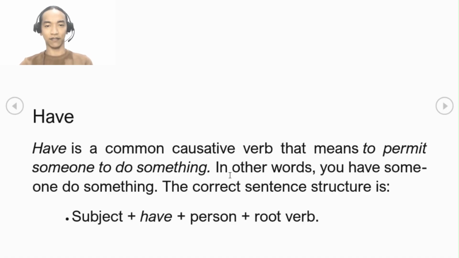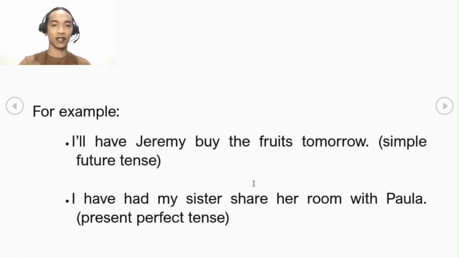So what is have? Have is a common causative verb that means to permit someone to do something, okay? You allow them to. You give them the permission. So, in other words, you have someone do something, and the correct sentence structure for this one is subject. Again, this is your subject plus have plus the person and then the root verb or the base verb. Okay? Let's see some examples.